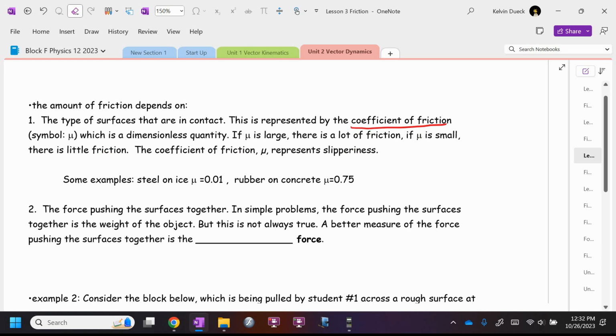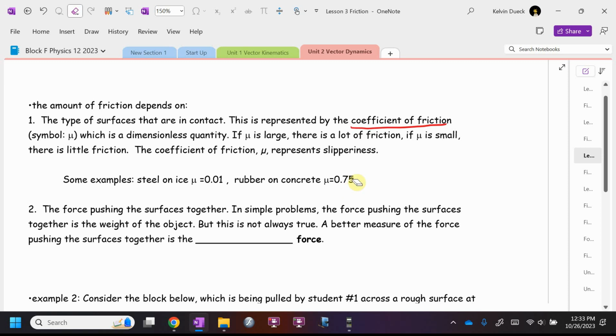Those of you who had physics last year, what are the units for mu? Yeah, it's dimensionless, it has no units. Just to give you an idea, steel on ice is 0.01. That's why ice skates work so well. You push, you'll glide for quite a while. In fact, what's slowing you down the most is air resistance, not friction.